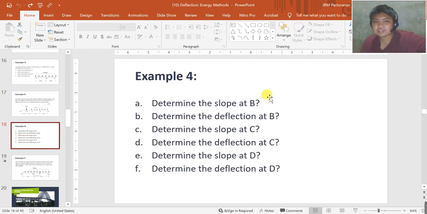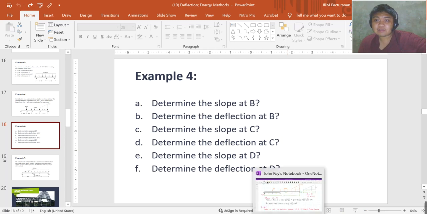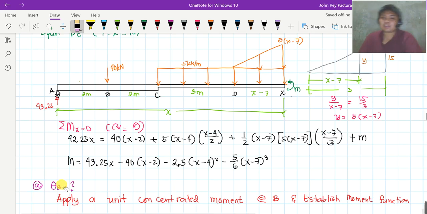In letter A, the question is determine the slope at B. So alam nyo naman na ang ibig sabihin according sa principle ng virtual work, kapag ang hahanapin ay slope, mag-a-apply ka ng concentrated moment sa B. Bahala ka na kung clockwise yun or counterclockwise. Wala namang restriction doon, di ba? Basta, ang rule, kung mag-negative man ang final answer mo, ibig sabihin mali yung assumption mo ng direction. Pero yung numerical value, tama siya. So, ako usually clockwise ang ginagamit ko.